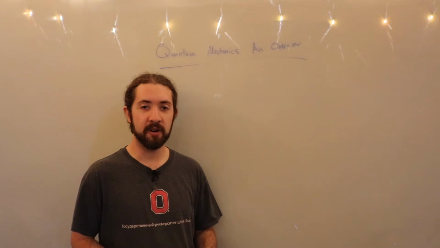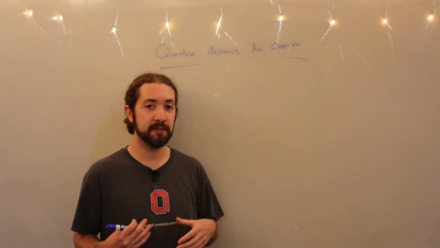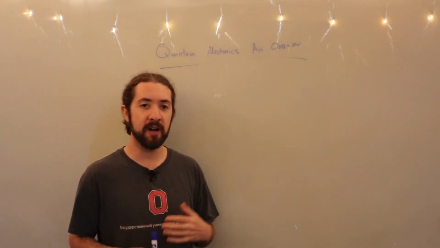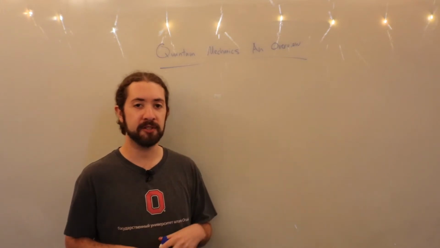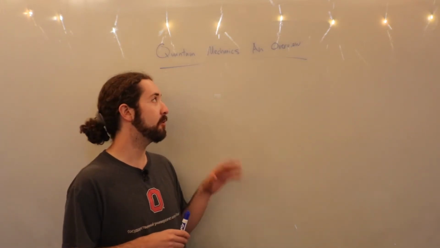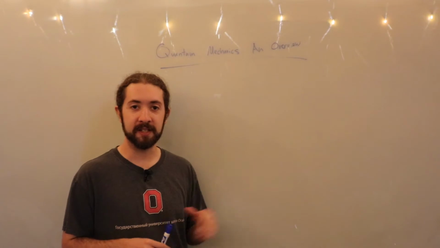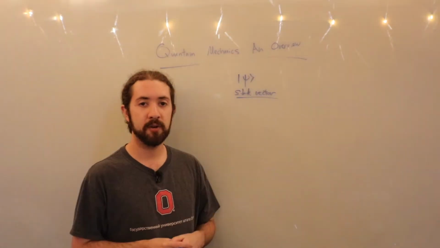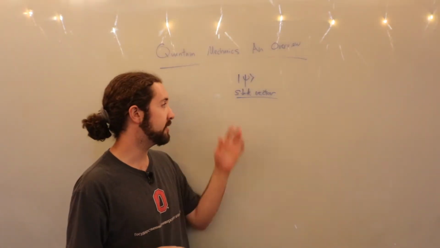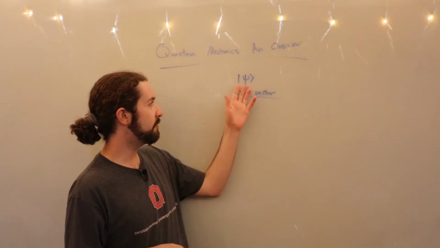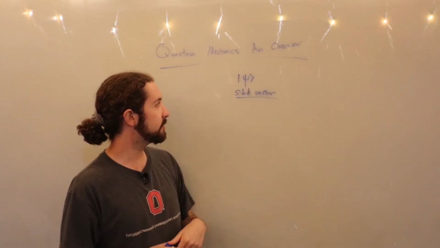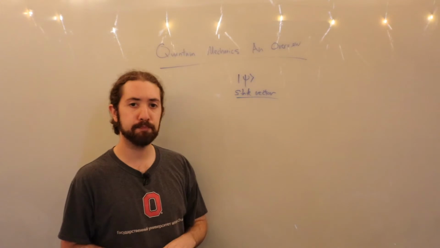So just like in our video where we applied matrices to circuit problems, we're going to start out with a little bit of background information here. Just do a quick overview of basic quantum mechanics. Okay, so the first thing that we want to talk about is a state vector. So state vector, usually written with psi like this, between a straight line and an angle bracket.